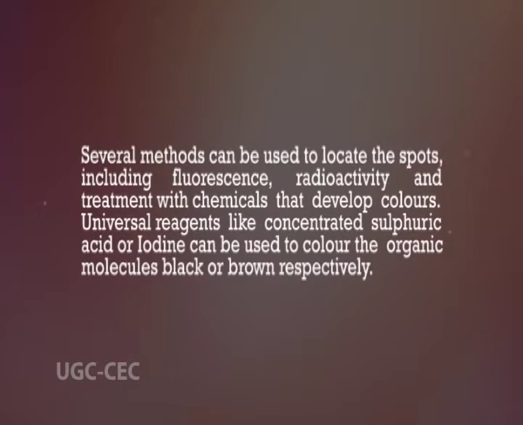For the detection of the separated compounds on the chromatogram, the compound should be colored. Several methods can be used to locate the spots, which include fluorescence, radioactivity, and treatment with chemicals that develop colors. Universal reagents like concentrated sulfuric acid or iodine can be used to color the organic molecules black or brown respectively.